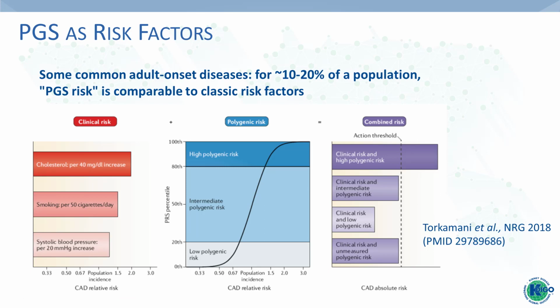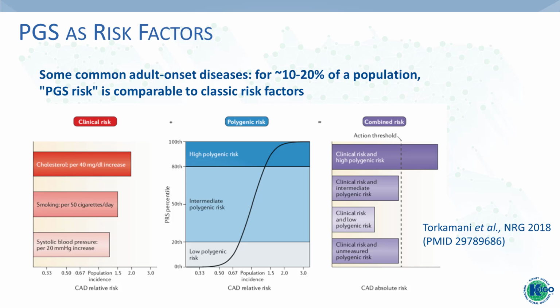PGS as a risk factor. We already know for some common adult onset diseases that for up to 10 to 20% of a population, the magnitude of risk conferred by a PGS is comparable to classic risk factors or family history. Thus, it makes sense to use PGS together with and similar to classic risk factors. PGS can enhance risk stratification of a population so that preventive interventions that have risks and benefits can be targeted in a more effective manner.